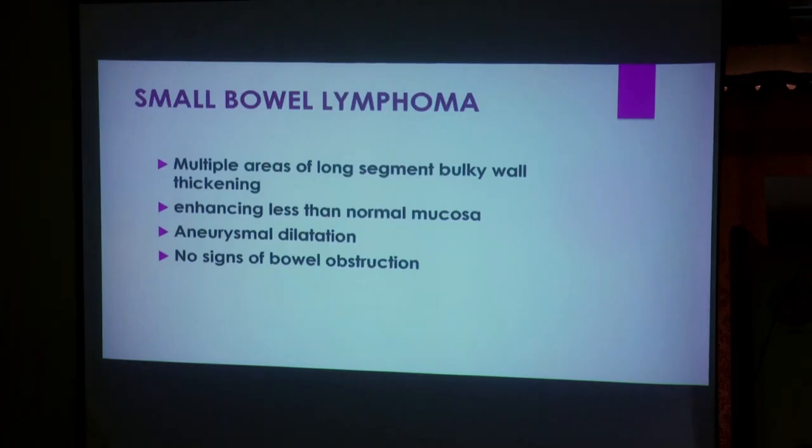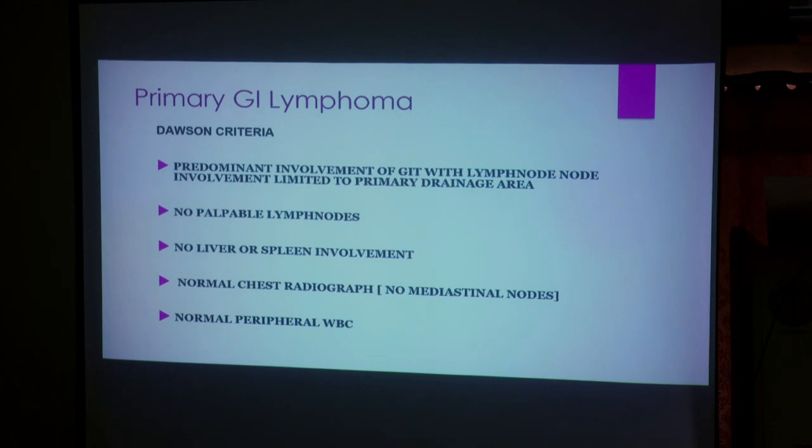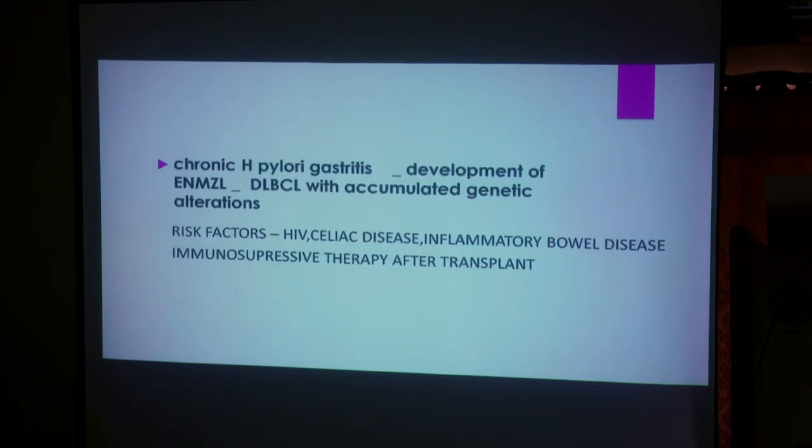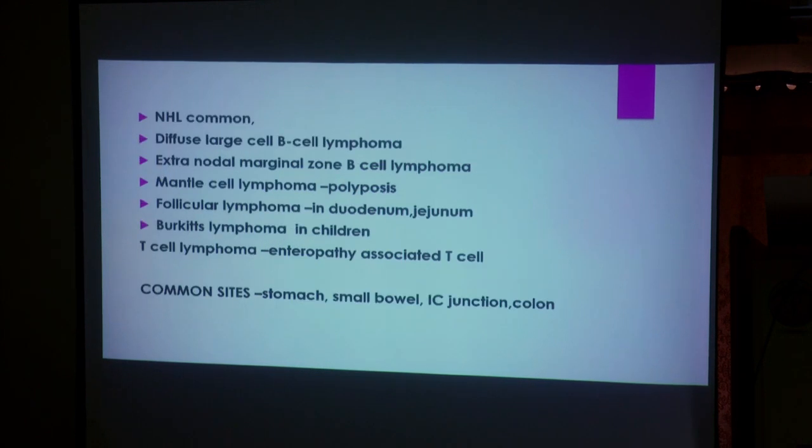The diagnostic criteria are predominant involvement of the bowel only with the regional nodes, no generalized lymphadenopathy, mediastinum is normal, peripheral smear is normal, liver and spleen are normal. We are concentrating on primary GI lymphoma and the Dawson criteria since the prognosis is going to be good in an isolated primary GI lymphoma. And the risk factors are chronic H. pylori gastritis, HIV, celiac disease, inflammatory bowel diseases and other immunosuppressant therapy.